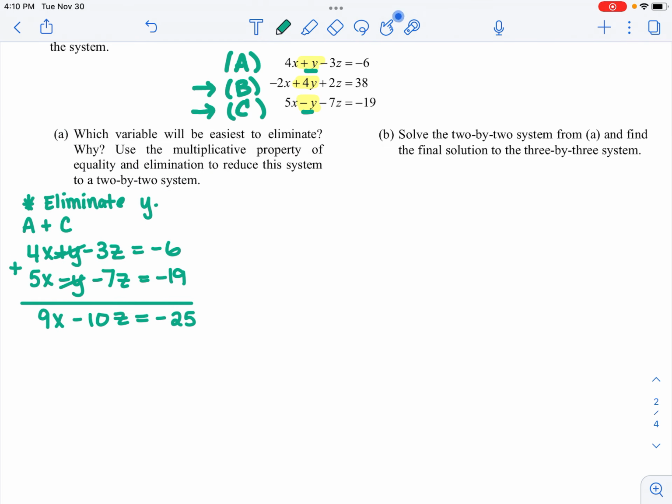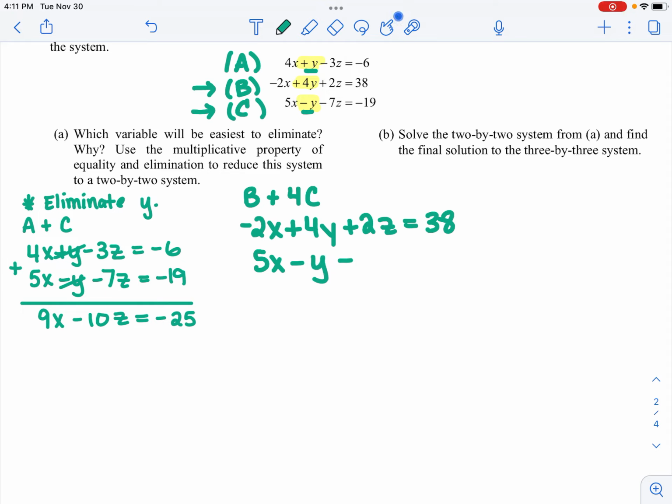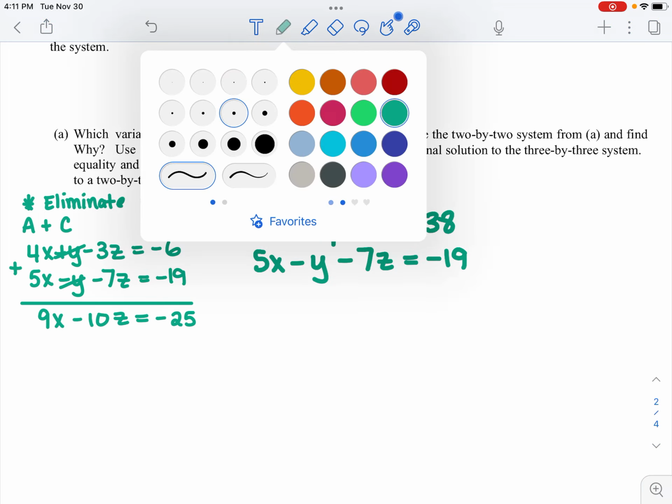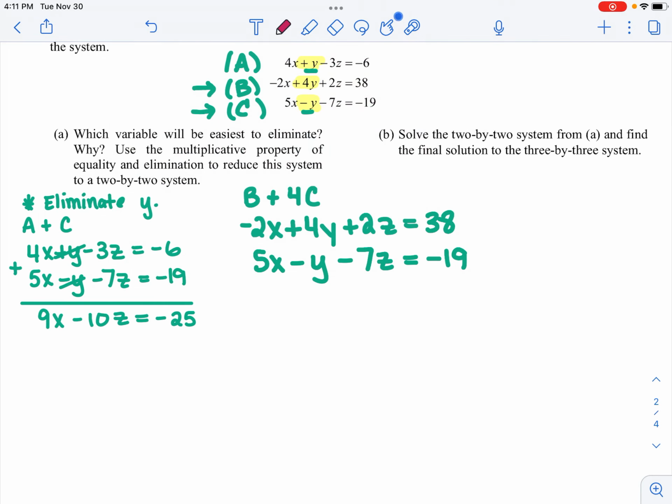So let's say we're going to line up B. We're actually going to add B with 4 times C. So I'm going to write that here. So B is -2x plus 4y plus 2z is equal to 38. And when I go and line up equation C, the reason I wrote 4 times C is because in order to get this equation to have the y variable cancel, I'm going to need to multiply it by 4 so that that second term becomes a negative 4y.